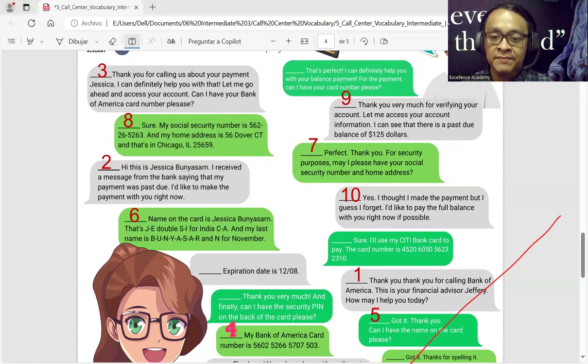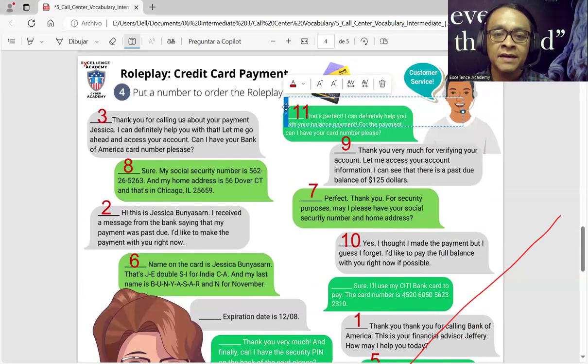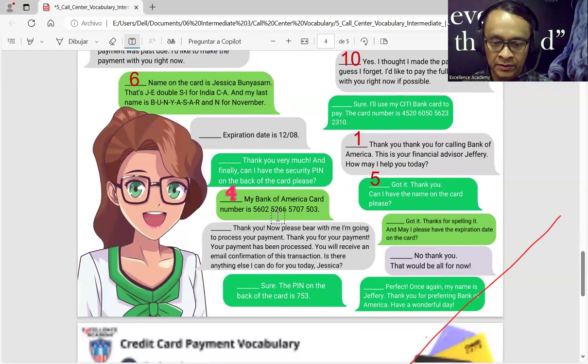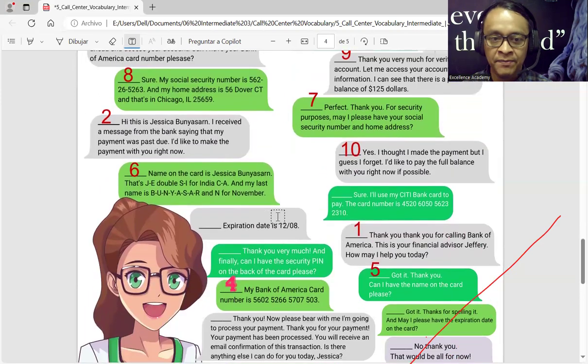Then after that, we go to step 11. We have the agent saying over here at the top, that's perfect. I can definitely help you with your balance payment. So you see the agent is always acknowledging and providing assurance, right? For the payment, can I have your card number, please? So there's a card that she's going to use for that payment.